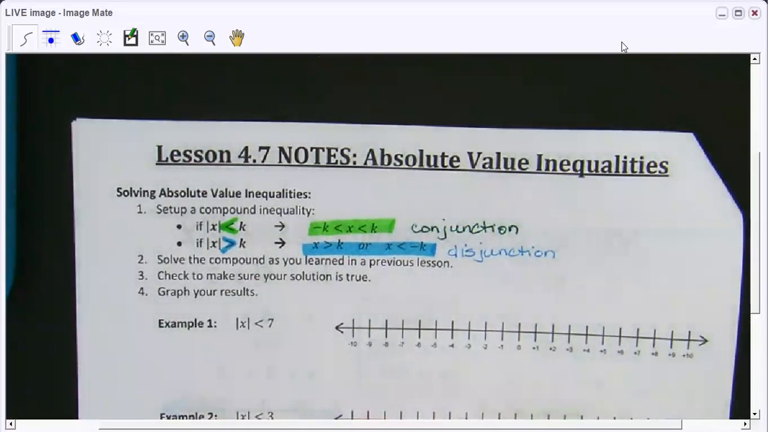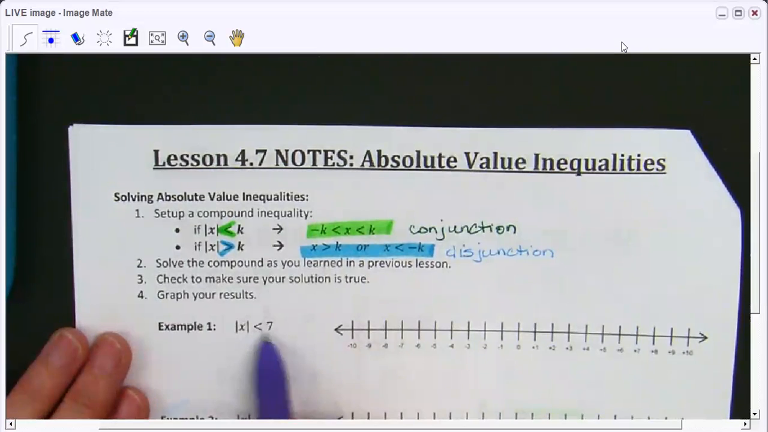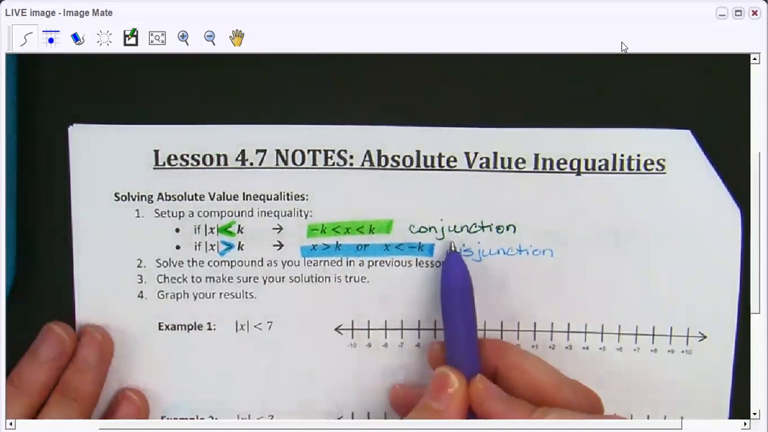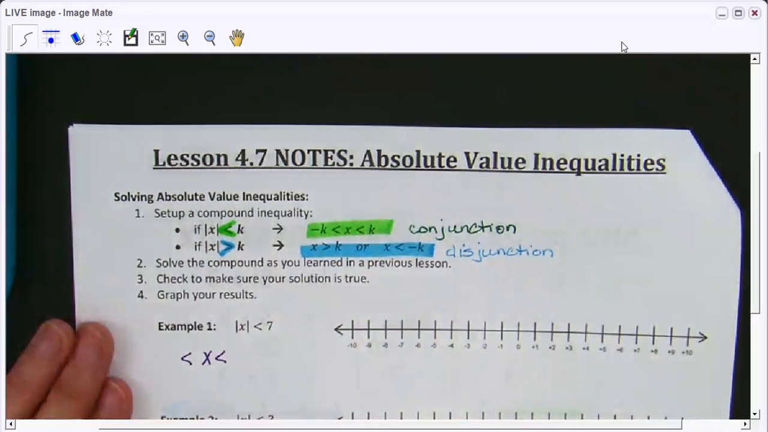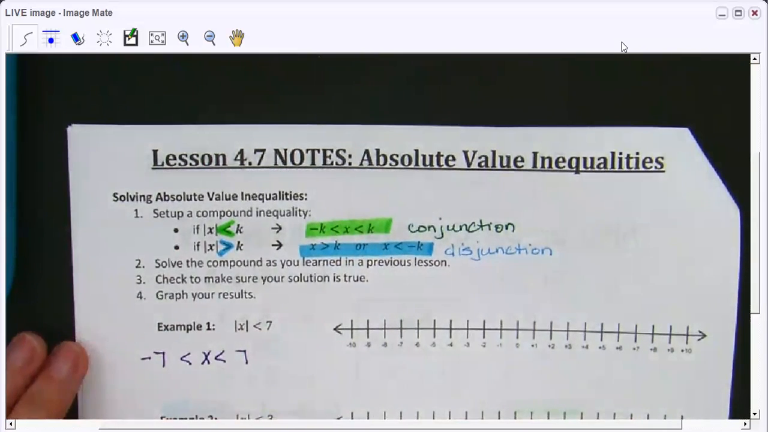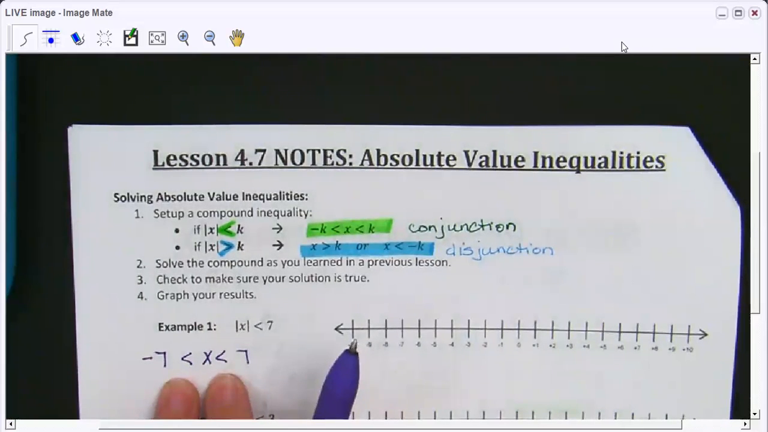Okay, so how do we figure this out? What we do is we take our absolute value here, and because it is less than, we're going to set it up as a conjunction. So I have my X in the middle, I put my inequality symbols, and on this side I have a 7, on this side I have a -7. And what this means is that X inside that absolute value symbol can be any number in between -7 and 7. It can't be -7 and it can't be 7, but it can be anything in between. That's what, without the equal sign, it's saying.